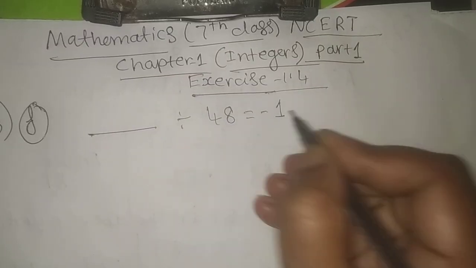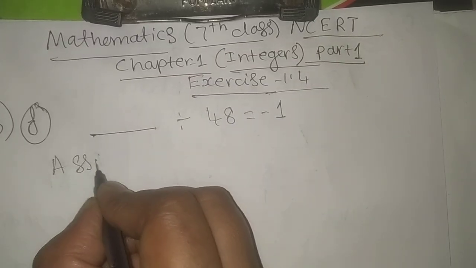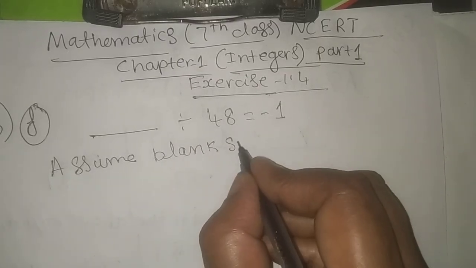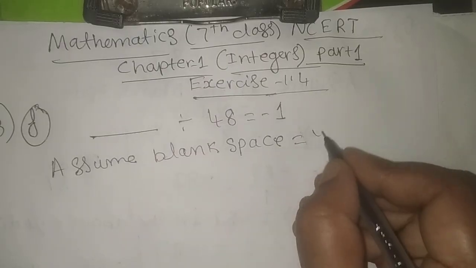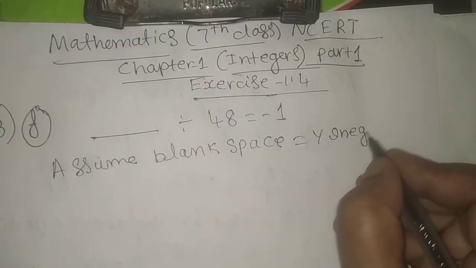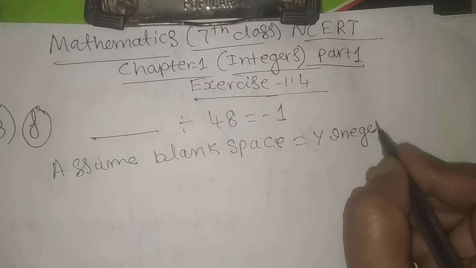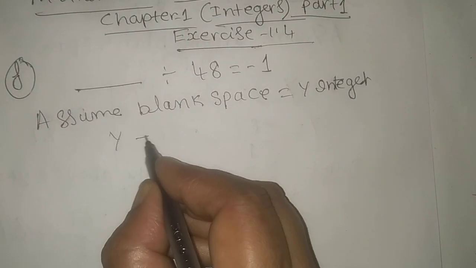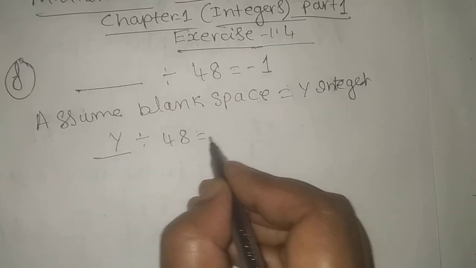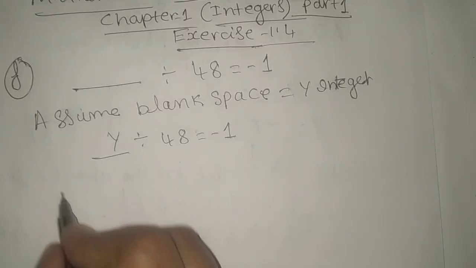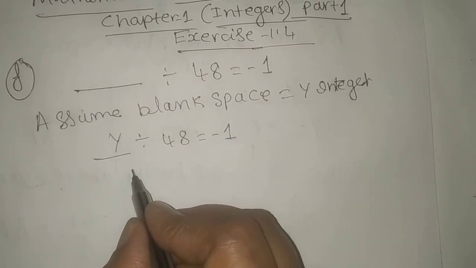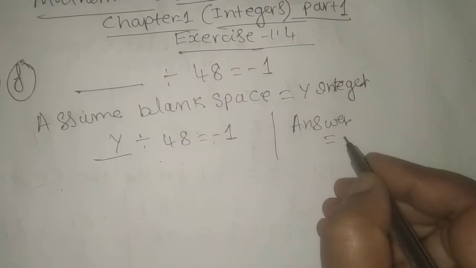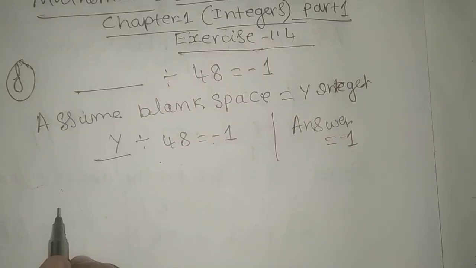Blank divided by 48 is equal to minus 1. So assume the blank space is equal to y integer. Means consider the blank space as y integer. Now this becomes y divided by 48 is equal to minus 1. Now you can write like this, means the answer you have to get is minus 1.